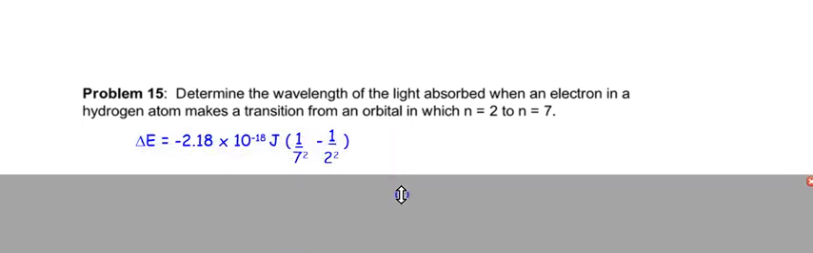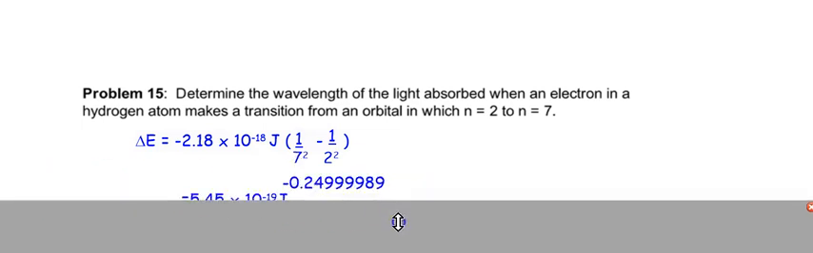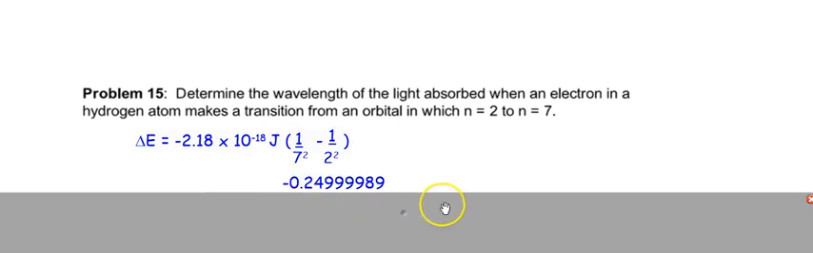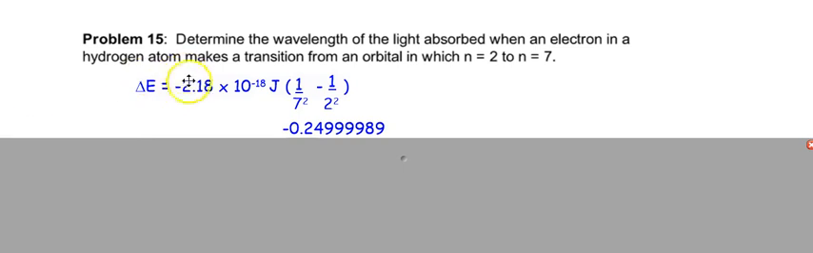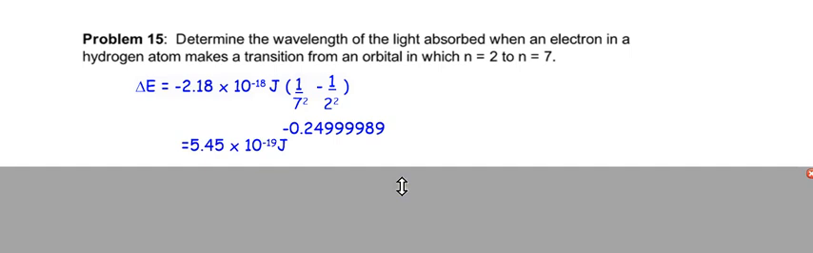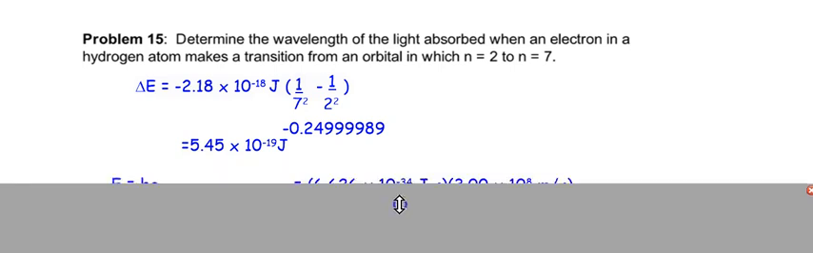All right, so notice that my initial is n equals 2 and my final is n equals 7. So I'm absorbing energy, aren't I? You need to absorb energy to go up. So let's see if my numbers worked out that way. Well, when I did this, I got negative 0.2499989, all right. And then what? Well, what's a negative times a negative? It's a positive. Did you catch that? It's a positive. So that's the amount of energy absorbed to go from 2 up to 7, okay?